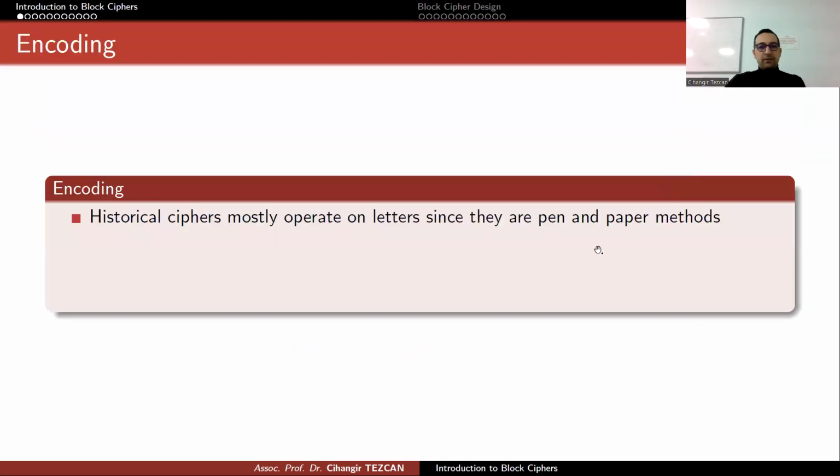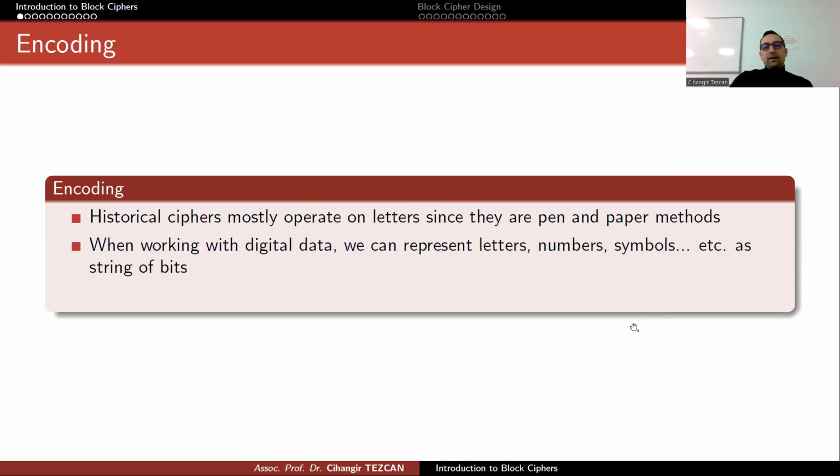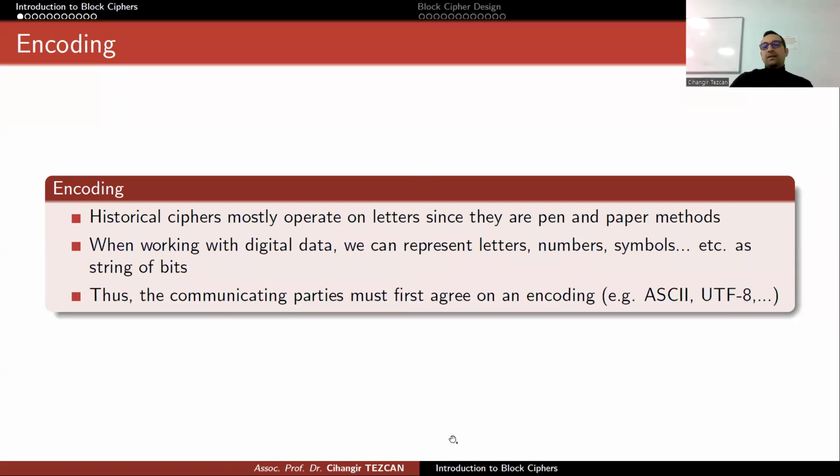All right, so let's start with the basic definition. Historical ciphers mostly operate on letters since they are pen and paper methods. So this is what we did in the frequency analysis, right? So it was a pen and paper method. But then we moved on to machines like Enigma. Then we moved on to computers, so we have digital data now. When working with digital data, we can represent letters, numbers, symbols, etc. as strings of bits. Okay? Thus, the communicating parties must first agree on an encoding.